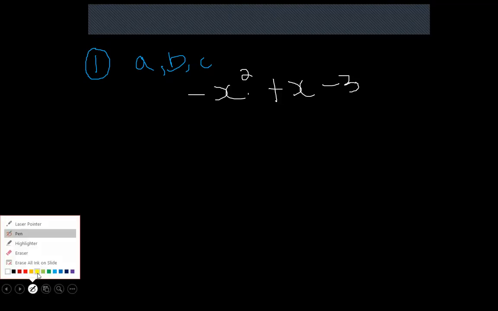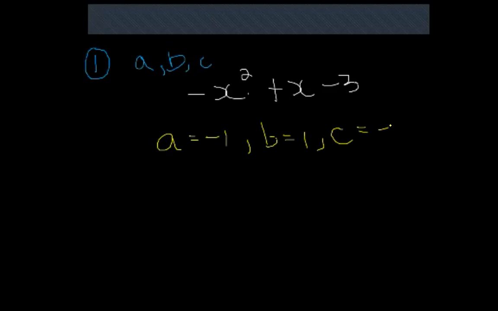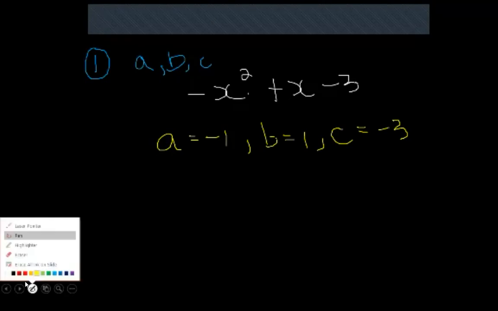Looking at this, could any one of you tell me what's the value of A? A is -1. Okay, what's B? 1. And C is -3. So first step, identify A, B, and C.